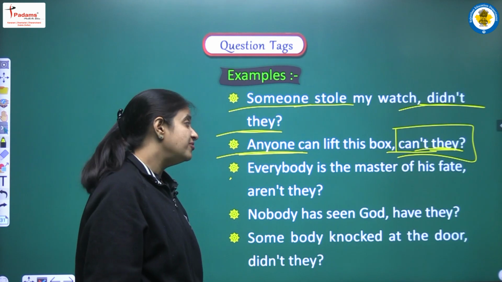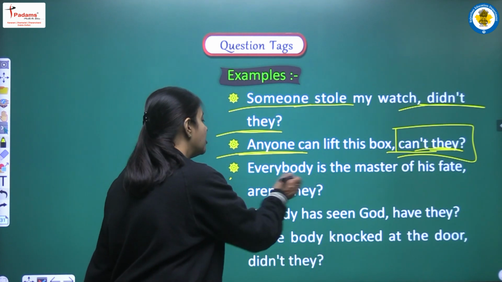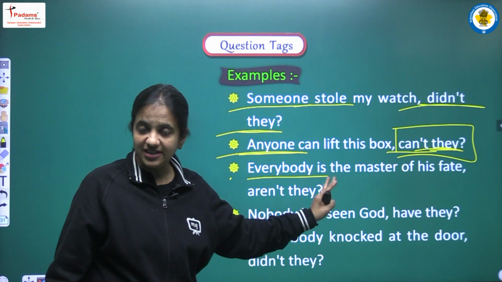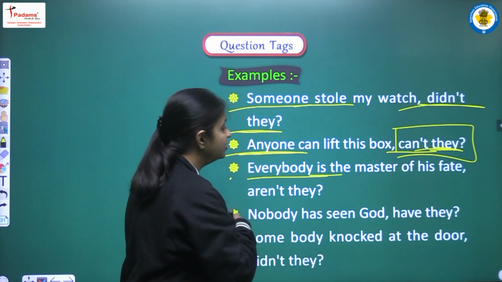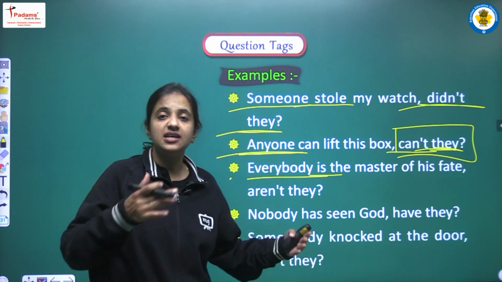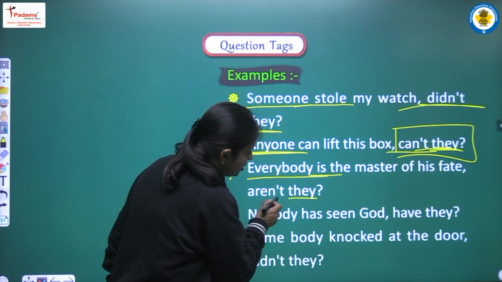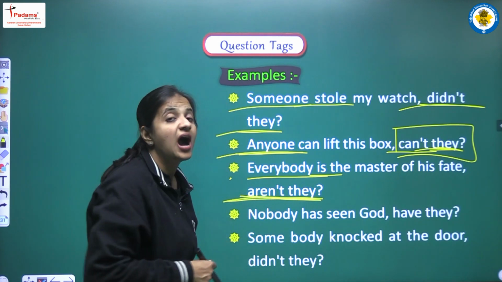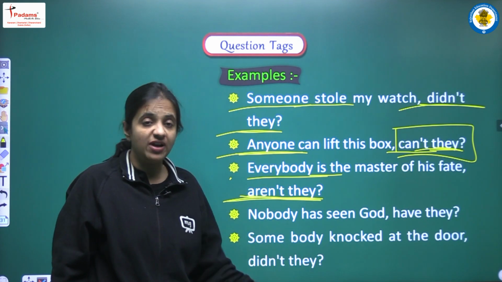Next is, everybody is the master of his fate. So here we are having everybody, right? And again we are having a positive sentence. So question tag will be negative one. We are having is in the master of his fate, is our am. So we will use the same auxiliary. So here we have to write they. So for they we are writing are here, okay. Don't get confused, students. All the things should be very clear.